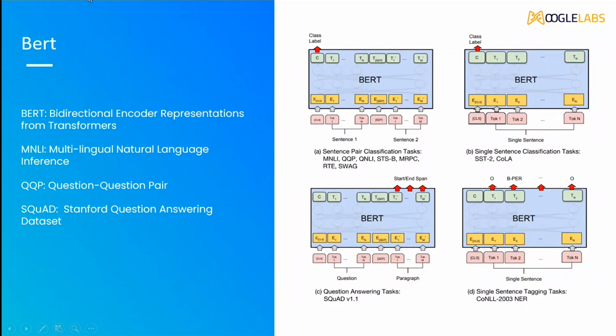These are the data sets. MNLI is a data set, QQP is a data set, SQuAD is a data set, and you can see here on the right hand side QQP, QNLI, STS, MRPC, SWAG. These are all the data sets and different kinds of problems that people have been working on, and BERT is being trained and specialized, specially used for applications such as these.